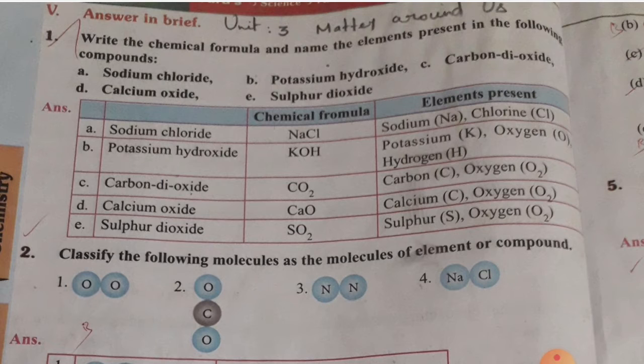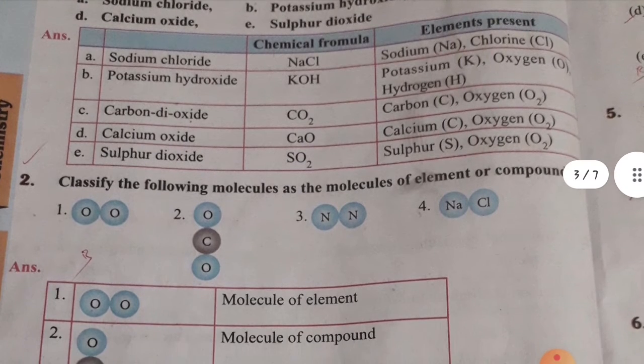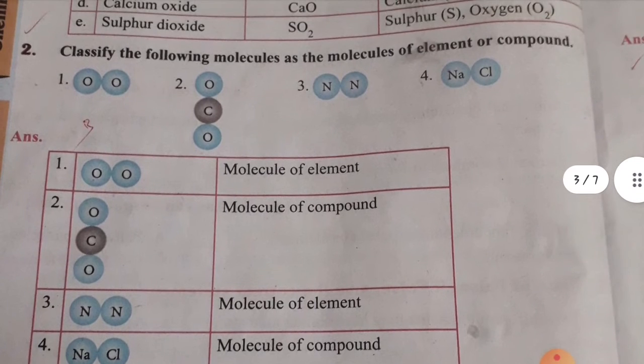Calcium oxide, CaO. One element Ca, and oxygen only one element. Okay. And sulfur dioxide, SO2. Sulfur di means 2 oxygen. SO2. Sulfur only 1, oxygen 2. It's very important. See the second question, children. This question is also very important, children. Sometimes it is asked for 2 marks.